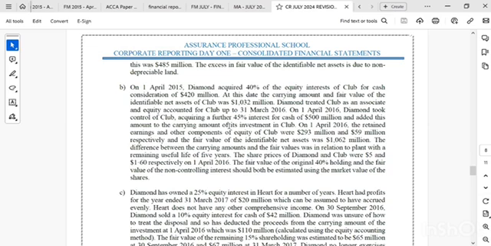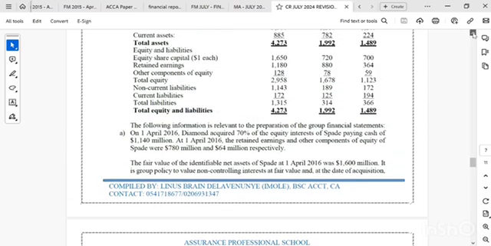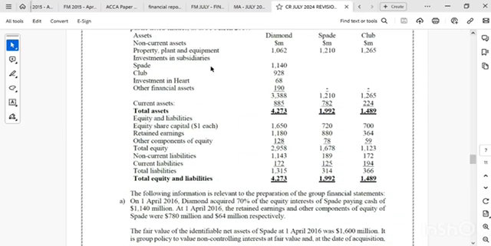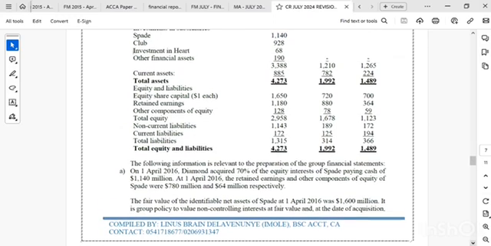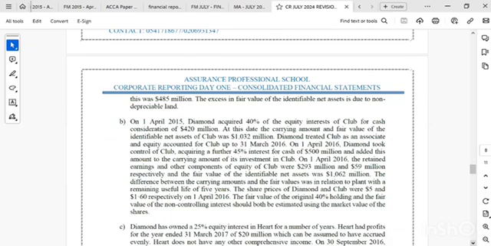Let's come to the investment in Club. You can say the investment in Spade is actually 1,040, isn't it? So that will be canceling. But the investment in Club now is 928. They are saying that they have added the new addition. How much is the new figure now? The 45% that they acquired, and they are paying 500 for it.